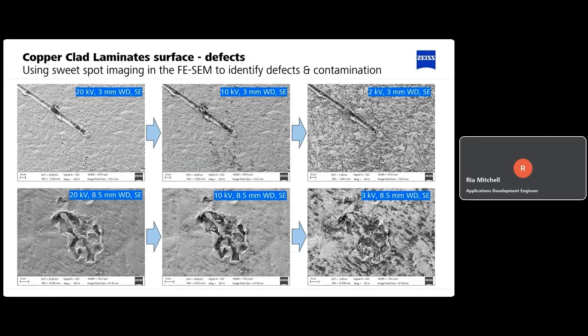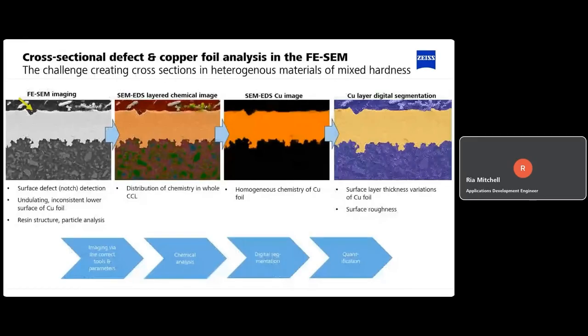We can also look at defects in cross-section. So this shows an example of a cross-section that was made doing conventional grinding and polishing. You can see that we have the copper layer on the top, and then beneath that we have all of those particles that are found within the epoxy resin. The yellow arrow in that first left-hand image indicates a notch that we have in the surface of the copper itself.